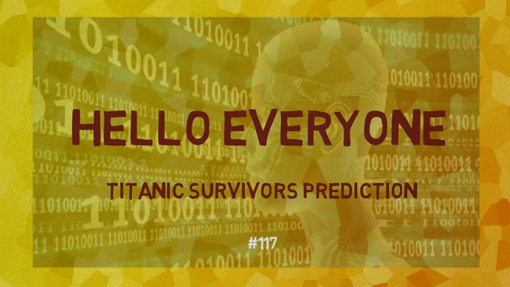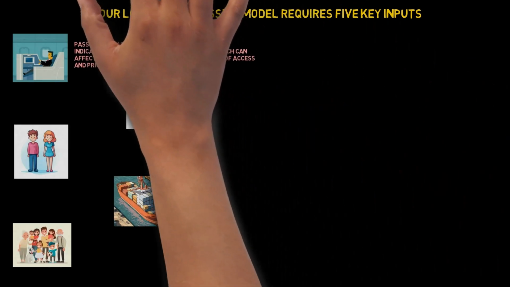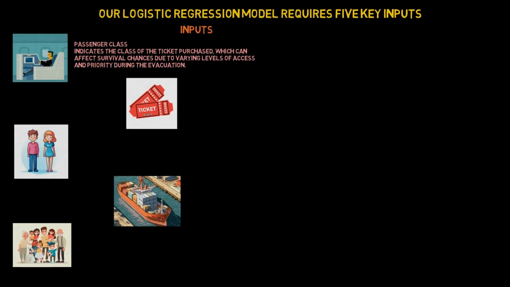In this video, we'll build a logistic regression model that uses 5 key inputs. Passenger class indicates the class of the ticket purchased, which can affect survival chances due to varying levels of access and priority during the evacuation.